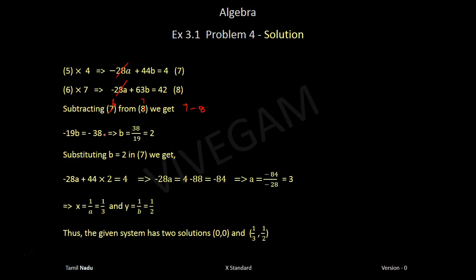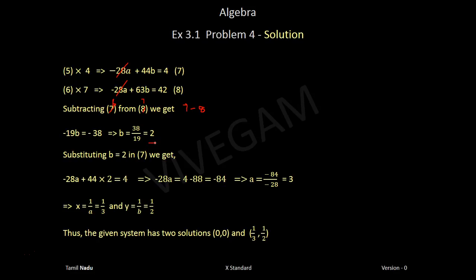So correct this. So 7 minus 8 will get you 44b minus 63b, that is minus 19b, and 4 minus 42, that will get you minus 38. So minus signs will get cancelled as it is on both sides. So 19b equal to 38, or b will be equal to 38 by 19, that is equal to 2.